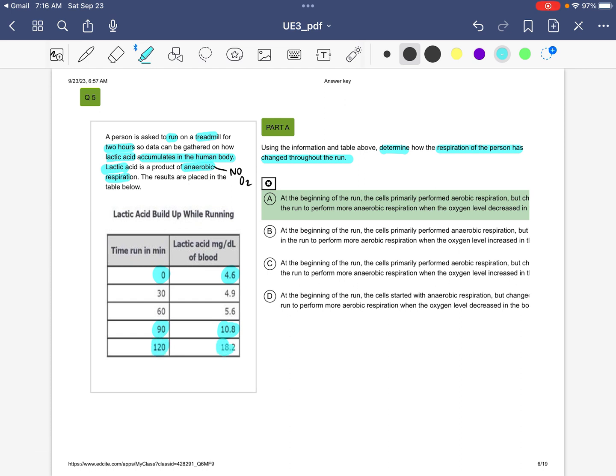And that at an hour and a half, it doubled again. So you can tell as the person started running more, there was more lactic acid built up. You can definitely see that trend. As time increases, lactic acid increases.